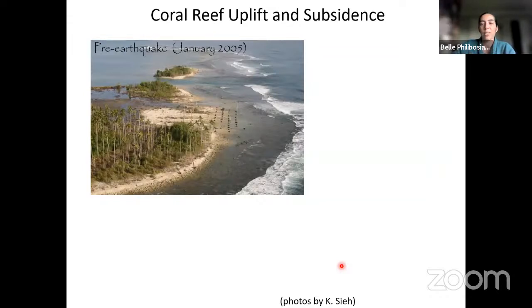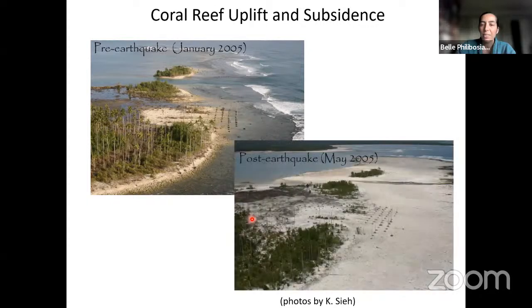To show the longer cycle of this subsidence and uplift, this is a photo of islands before the 2005 earthquake. So this is in January of 2005. And what you can see here is a coconut palm orchard that had been planted many decades previous, but now, because the island was just gradually subsiding over many years, the orchard had become flooded and the trees died. After the earthquake, this island was uplifted by over a meter, such that it was totally above dry land again.